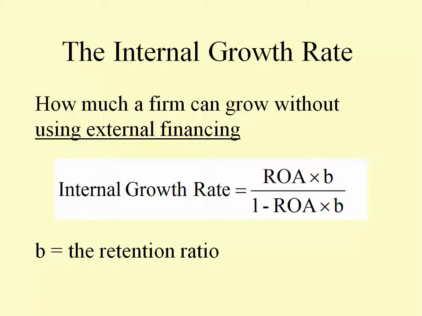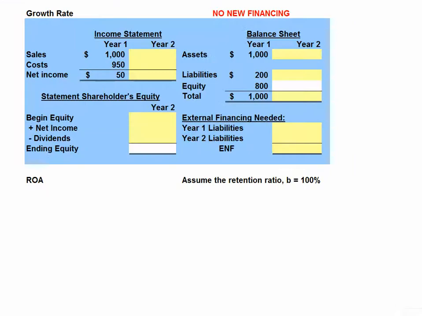Let's consider another example. We're going to look at how much a firm can grow, assuming it takes on no additional outside financing. One thing we're going to assume is the company has a 100% retention ratio. In other words, it does not pay any dividends at all. Let's begin by calculating the firm's current return on assets. The return on assets, recall, is simply net income divided by assets. And in year one, we had $50 in net income and $1,000 in assets. So our return on assets is 5%.